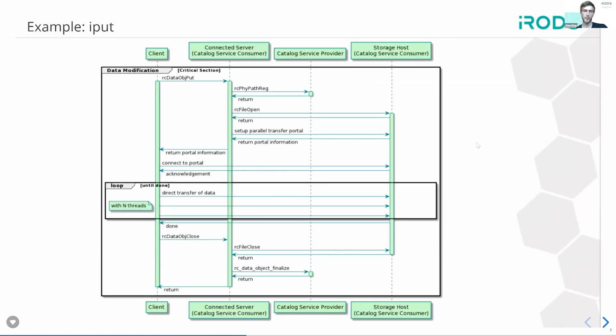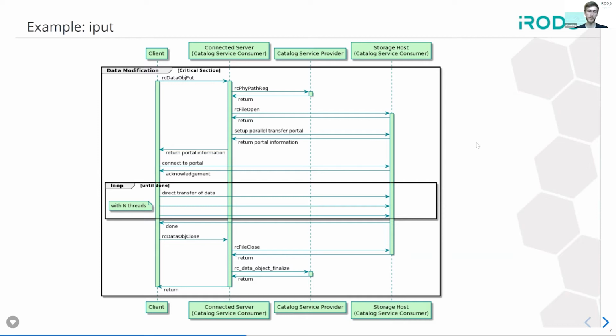So I just wanted to show a little sequence diagram about how an iput works to kind of give an idea of what goes on there. I promise it's not random. So going from the left, we've got a client that, say, does an rcDataObjPut. This then is redirected to the catalog service provider to register this replica in the catalog. Then we redirect to the place where the data is going with the file open.